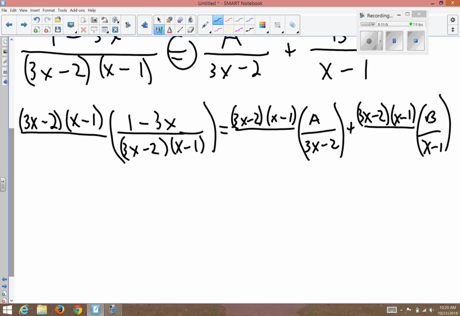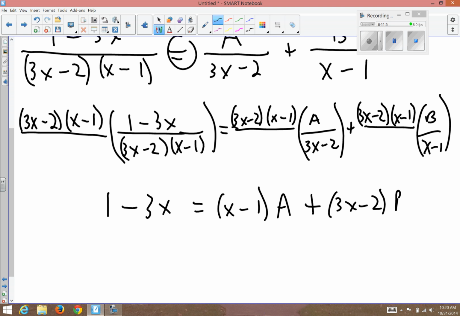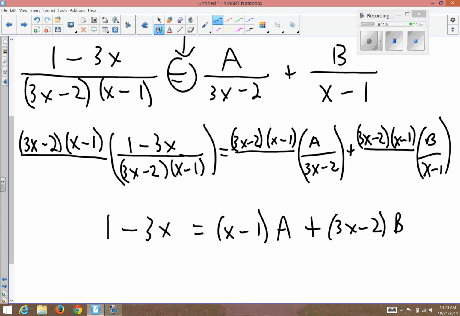And the left side of the equal sign times the common denominator is just 1 minus 3x. This fraction times the common denominator is just x minus 1 times a. And this third term times the common denominator is 3x minus 2 times b. So when I say in your head, I'm hoping you can go from this step right to that without writing all this down. But if you need to write it down, then write it down.